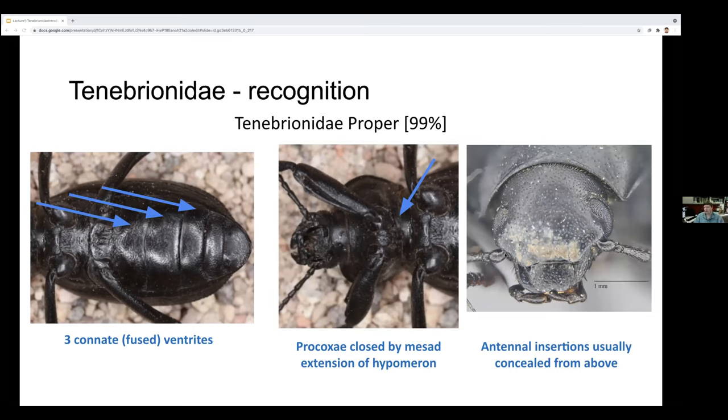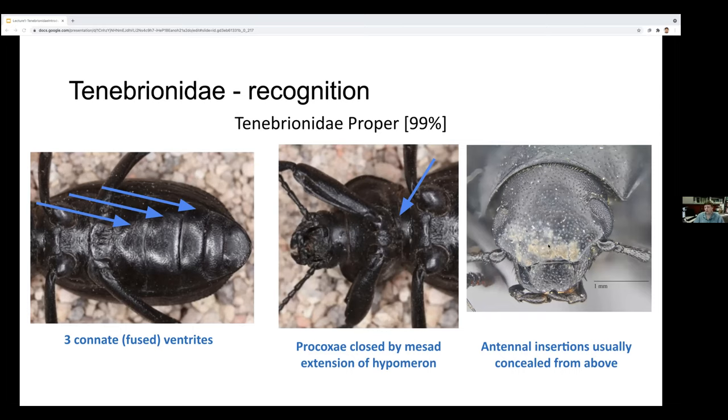So you have your antennae that come in here and they insert into the head kind of under this shelf. And one term that you'll hear in this workshop is the epistoma, right? So within most beetles, right?